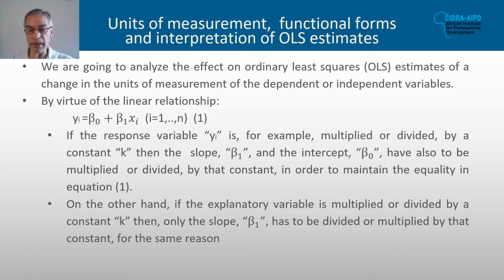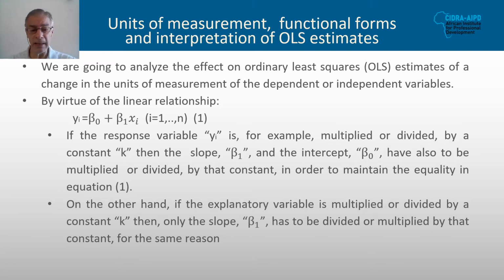If the response variable y sub i is, for example, multiplied or divided by a constant k, then the slope beta sub 1 and the intercept beta sub 0 also have to be multiplied or divided by the same constant. Why? Because we have to maintain equality in equation 1. We have to maintain the equilibrium in equation 1. And that's the only way.